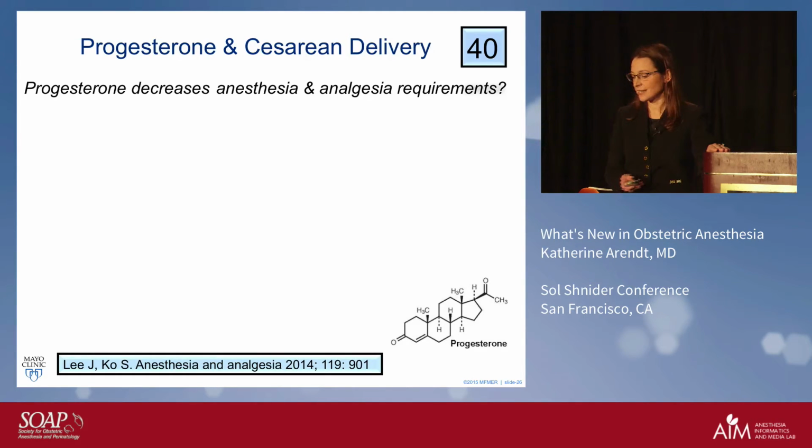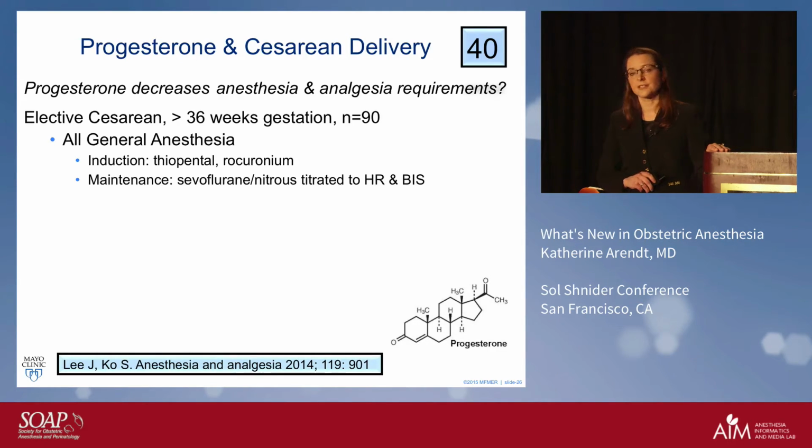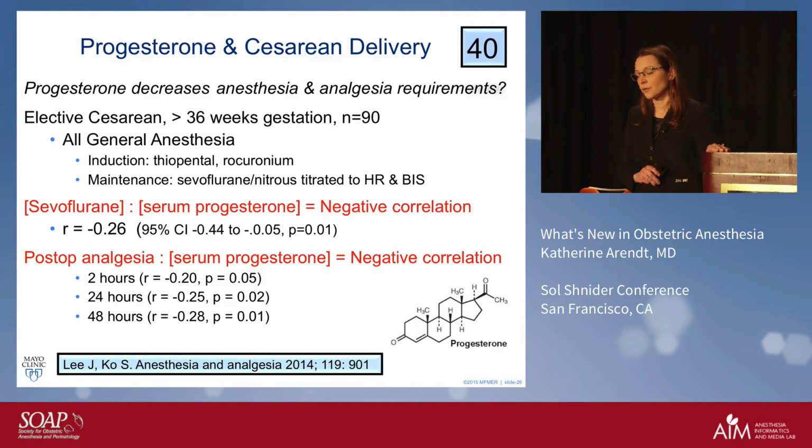Let's talk a little bit more about progesterone and its effects on the anesthesia and analgesia requirements. I think this is a fascinating study. These authors looked at elective cesarean deliveries, all greater than 36 weeks gestation, all receiving general anesthesia with a very specific formula for their induction and their maintenance of anesthesia, which was titrated to a heart rate and a BIS number. What the authors found is that the concentration of sevoflurane in comparison to the serum progesterone the woman presented with had a negative correlation. So as serum progesterone increased, the amount of sevoflurane the woman required decreased. Likewise, as serum progesterone increased, the amount of post-operative cesarean analgesia the woman required decreased.